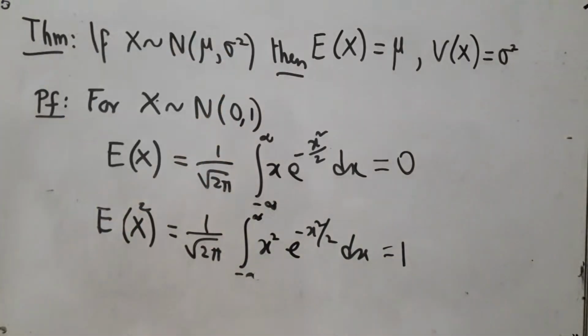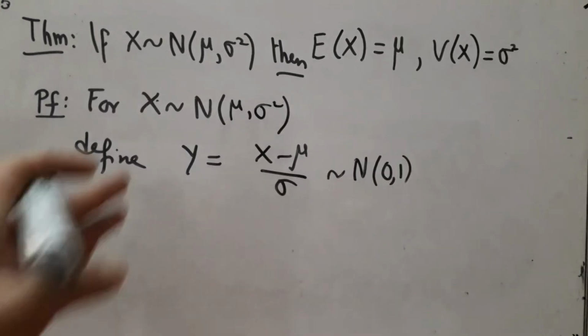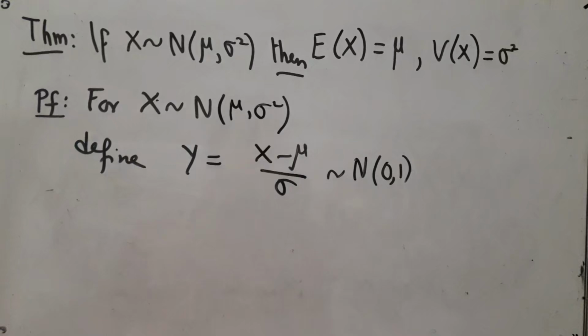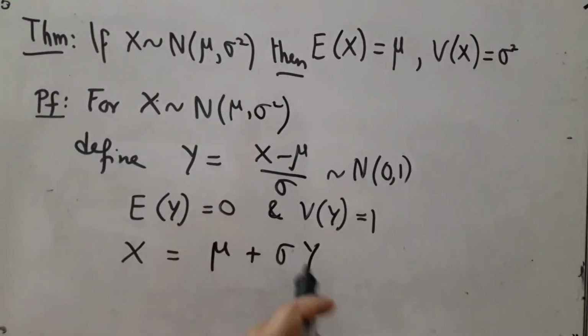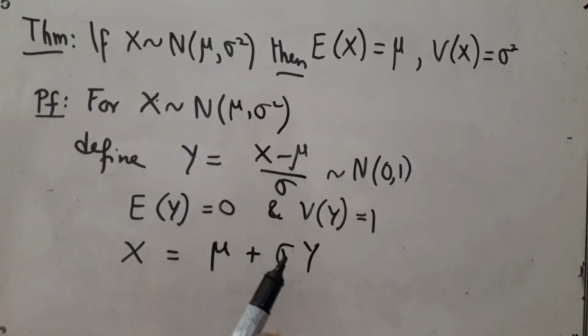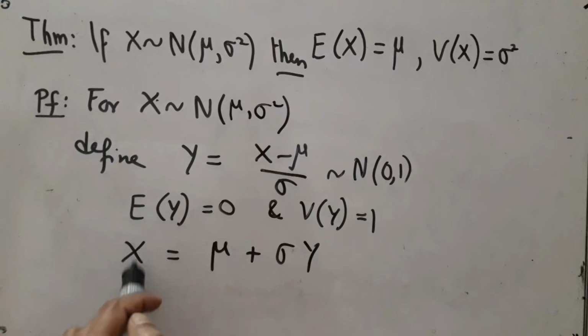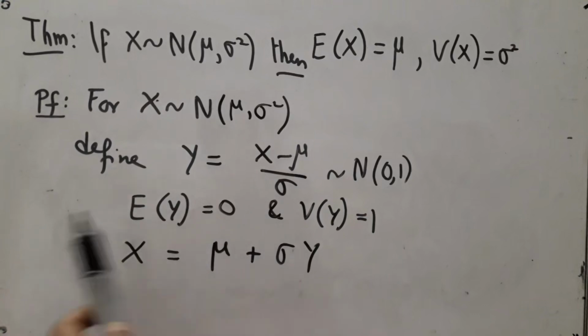Now in order to come to general mu and sigma squared, what you do is the following. You define y as (x minus mu) by sigma, and we have already seen that this has a normal 0, 1 distribution. So we have already taken care of this. Hence we know that the expected value of y is 0 and the variance of y is 1. So just manipulate from this. X is mu plus sigma y. So when I want to find the expected value of x, it is mu plus sigma times the expected value of y, that is 0, so it is mu. When you want to compute the variance, the added constant vanishes, so it is sigma squared times the variance of y, which is sigma squared.